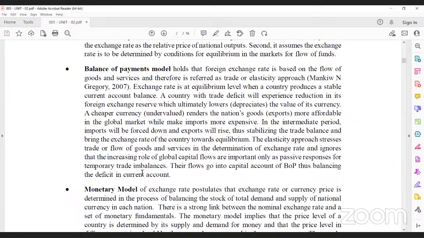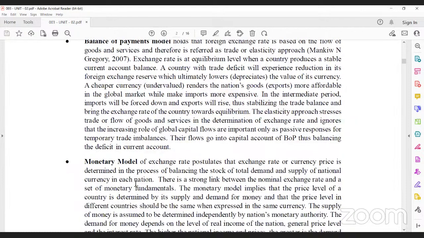These flows go into the capital account of BOP, and thus they happen to balance the deficit in the current account. So this model revolves around the nation's deficits, depreciations, undervaluations, exports, etc. And this elasticity approach is more focused on the flow of goods and services in the determination of exchange rate, and it completely ignores the increasing role of global capital flows.